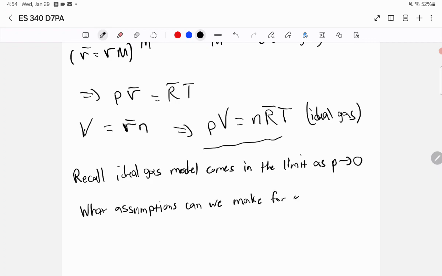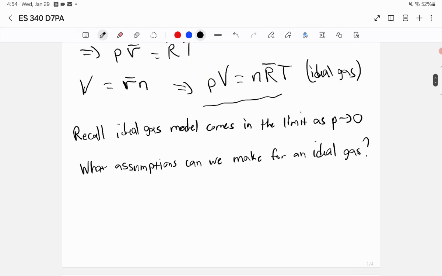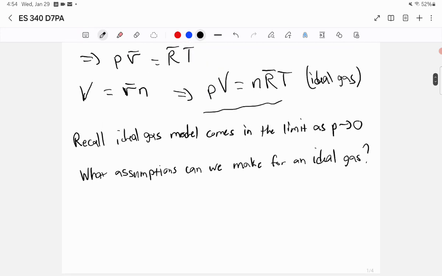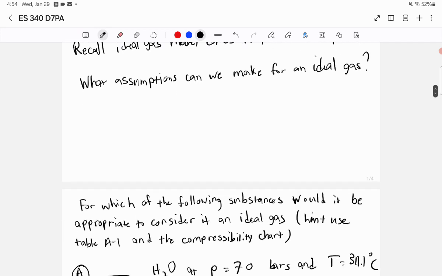For an ideal gas. Now remember, earlier we saw that if we could make some assumptions when we were talking about a liquid, a compressed liquid, we can assume that it's incompressible, and incompressibility led to a bunch of equations, and that's going to be the same thing here. The ideal gas is going to lead us to a bunch of equations.